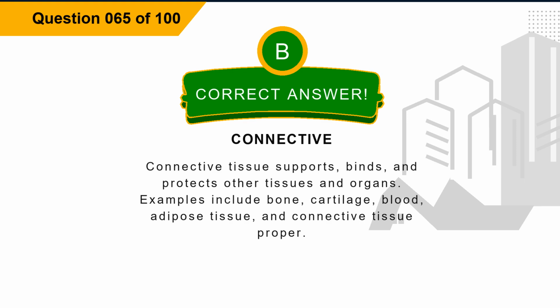Connective. Explanation. Connective tissue supports, binds, and protects other tissues and organs. Examples include bone, cartilage, blood, adipose tissue, and connective tissue proper.